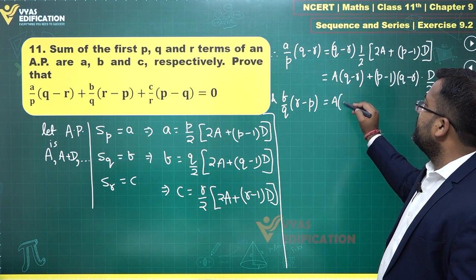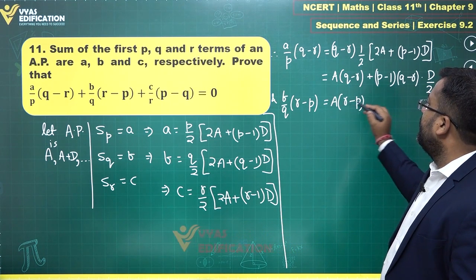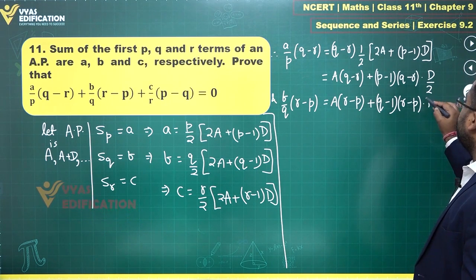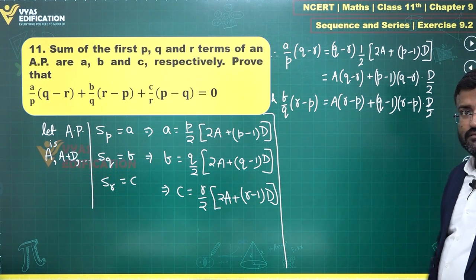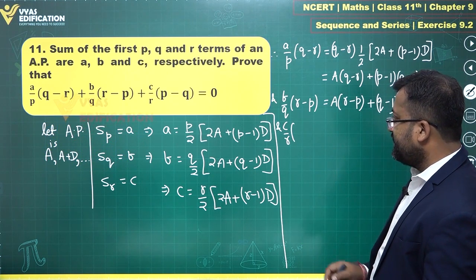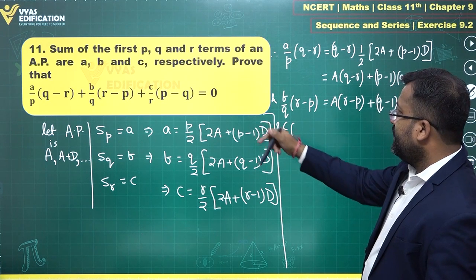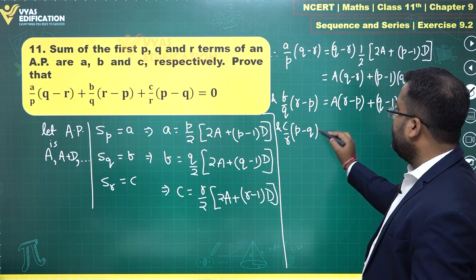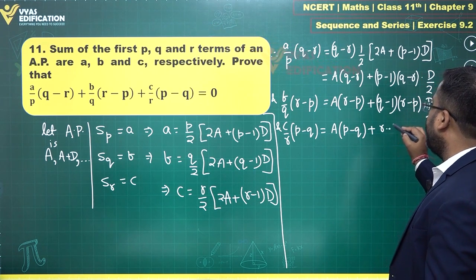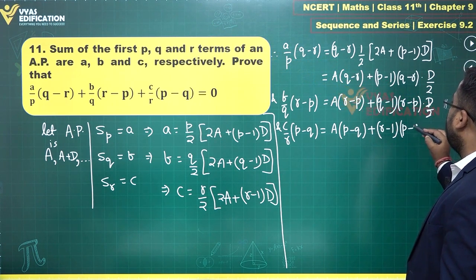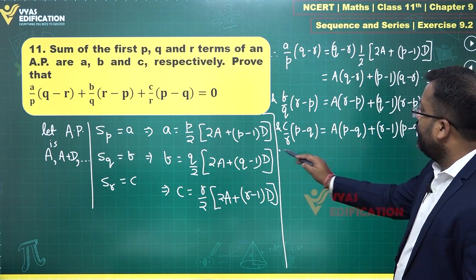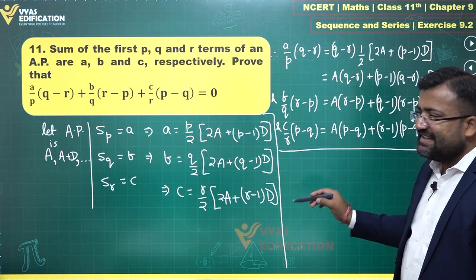Similarly, it will be A times (R minus P) plus (Q minus 1)(R minus P) times D by 2. And C by R times (P minus Q) will be equal to A times (P minus Q) plus (R minus 1)(P minus Q) times D by 2. And now we can add these three, right?